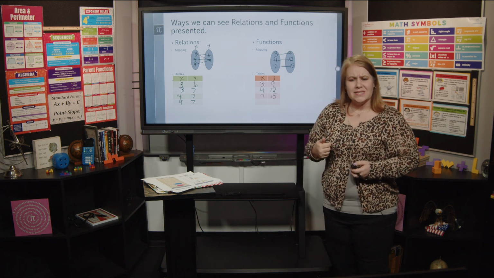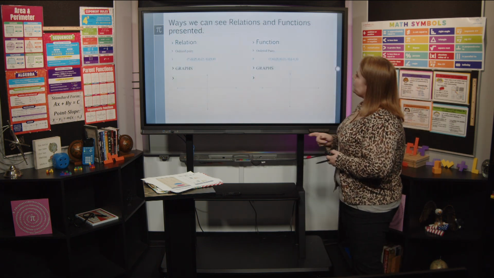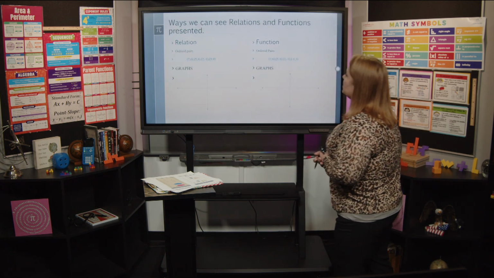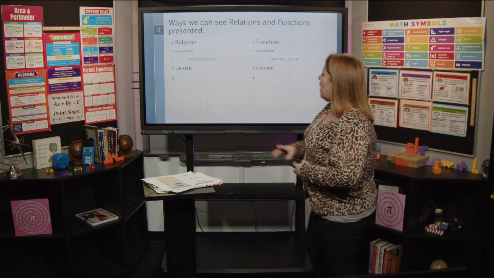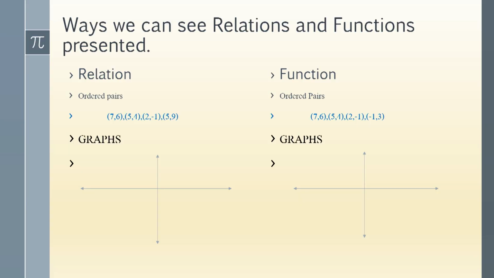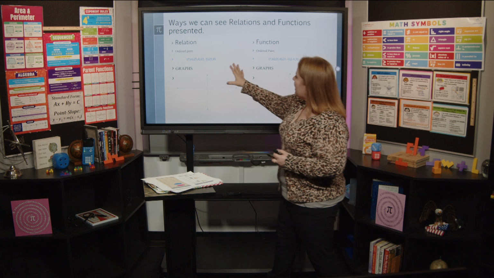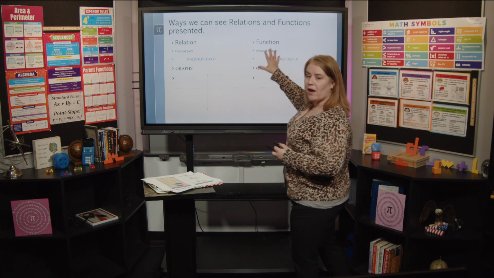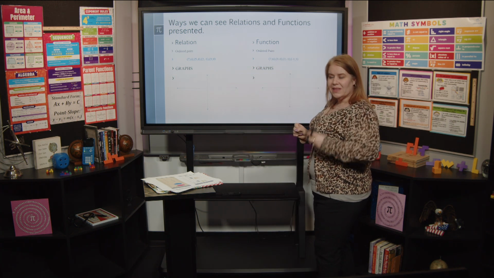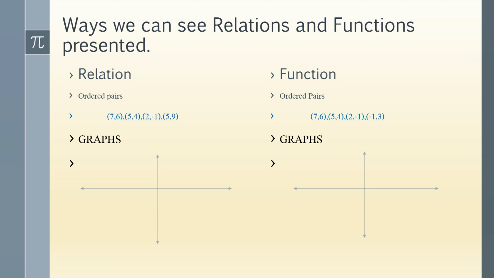Or are there other ways to see, Ms. Killen? Let's look. Ways we can see relations and functions presented. Now, we've seen this. We know what ordered pairs are. Ordered pairs, we have x and y values, and we know what a graph is because we've seen a graph. But Ms. Killen, why are these on this side relations and why are these on this side functions? Let's look. I have my x and my y values. I have a 7 as my x.